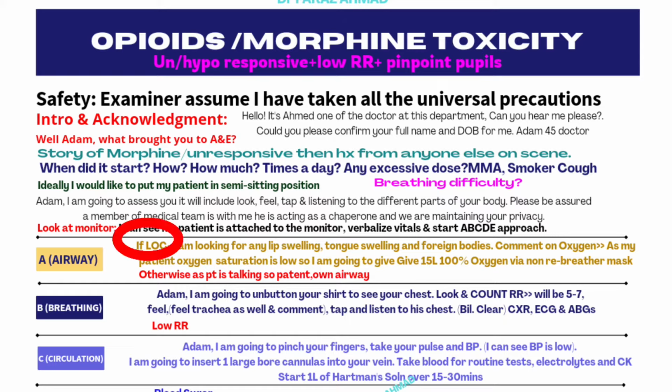If the patient is unresponsive and you took the history from the nurse or the relative present on the scene, then what you will do is say, I am looking for any lip swelling, tongue swelling and foreign bodies. And you will comment, my patient's oxygen saturation is low. As my patient's oxygen saturation is low, I am going to give 15 liters of oxygen via non-rebreather mask.